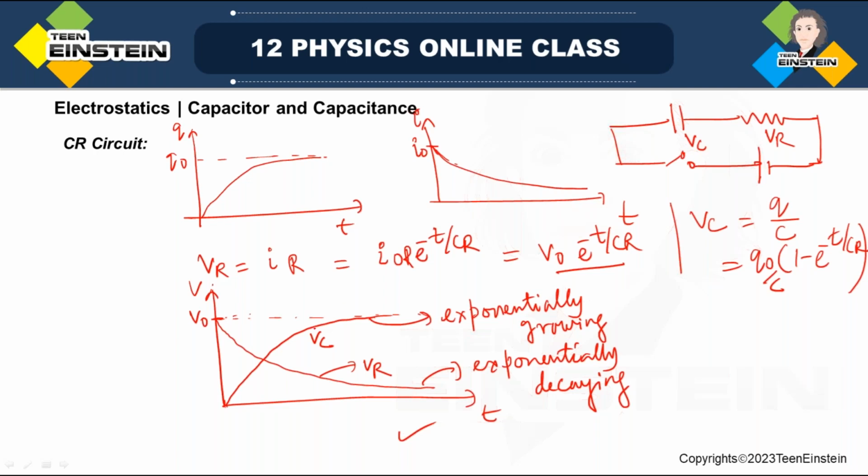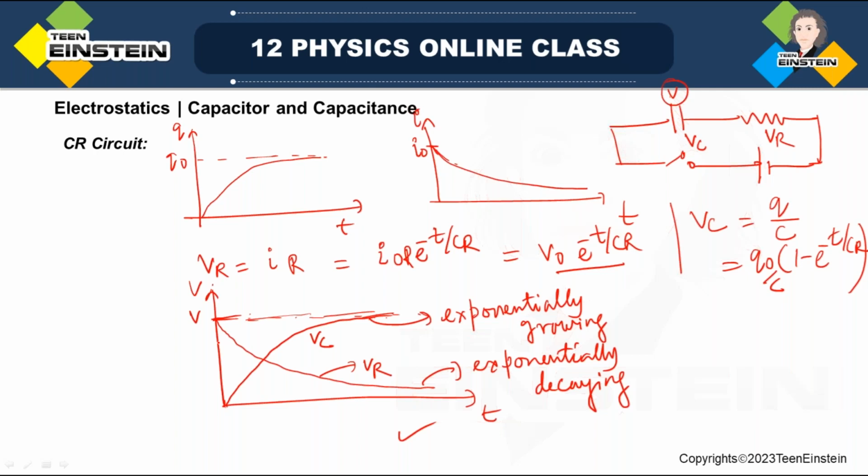When the capacitor is fully charged, the whole voltage becomes V. This is not V0, this is V. V is the battery voltage at steady state of the capacitor. When it is fully charged, the voltage across the capacitor will be V. At this point it is V, and initially the total voltage will be across VR, which is equal to the battery voltage.